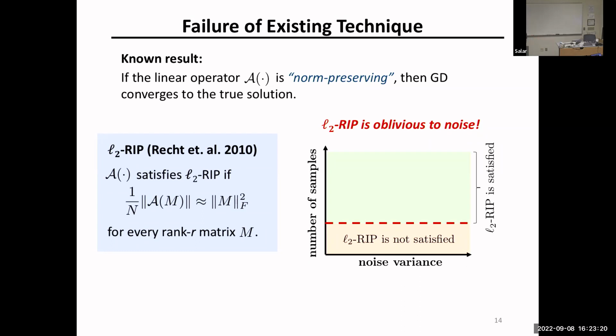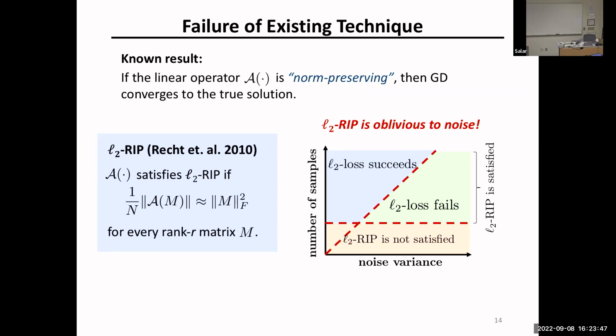But it turns out that L2 loss function will probably fail to recover a true solution if the number of measurements does not scale with the noise variance. Now this is the fundamental shortcoming of L2 RIP, because it is blind to the nature of the noise. It's overly optimistic. It cannot tell us when this L2 loss fails.